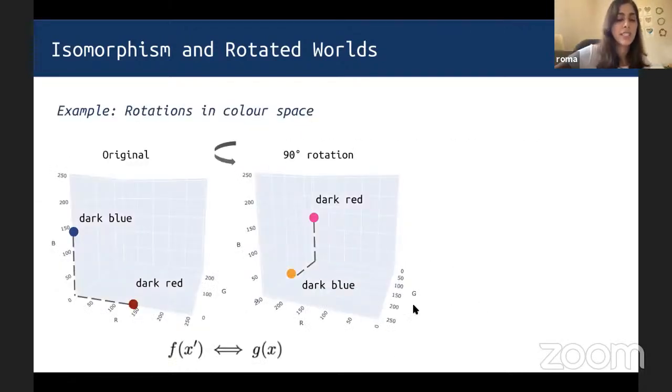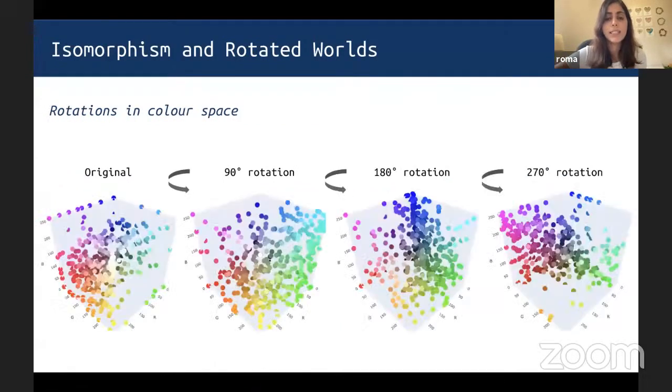So just to illustrate this further, if you look at the world on the left, where the topmost point is the color dark blue and the bottommost point is the color dark red, if we rotate this world around an axis by 90 degrees, what we can see is that what used to be dark blue, which is the RGB code that used to be dark blue, when it's rotated by 90 degrees, is now a completely new RGB code, and dark red is now a completely new RGB code as well. Crucially, as you can see, the distances and the relative relations in this space between the two colors remains the same. And as we can see, this is preserved for all of the rotations that we do.